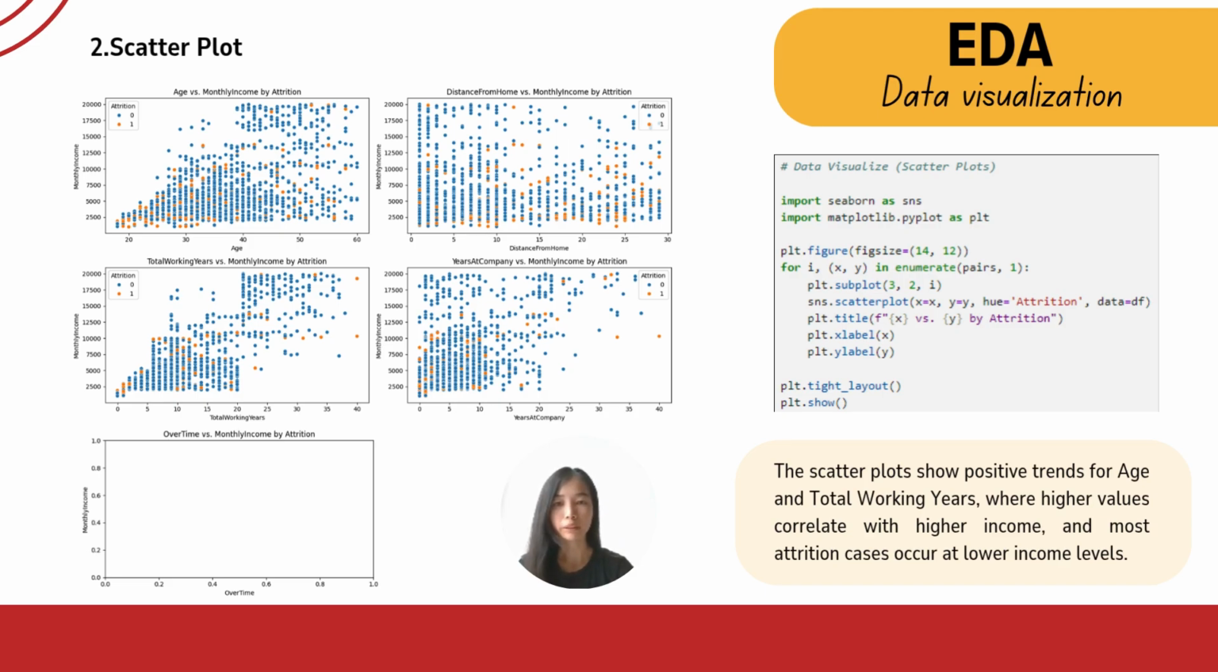The scatter plots show positive trends for age and total working years, where higher values correlate with higher income, and most attrition cases occur at lower income levels. No clear pattern is seen for distance from home and years in company. Overtime, being binary, produces no meaningful scatter plot result. Economically, this suggests lower income, less experienced employees are more likely to leave, highlighting the need for targeted retention strategies.